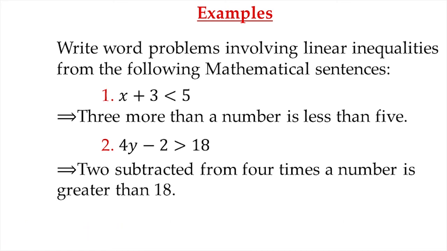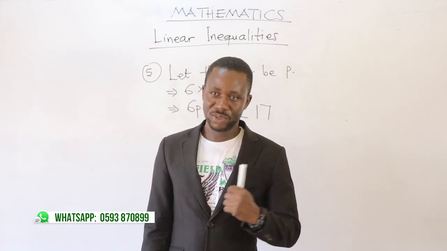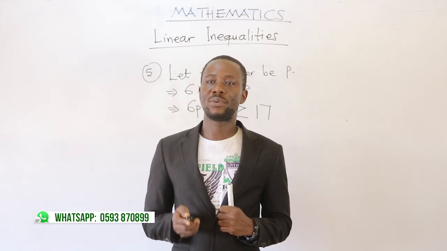Let's move on to the second one. We have 4y minus 2 greater than 18. So I wrote 2 subtracted from 4 times a number is greater than 18. You can write it in your own way. Let's move on to the next example.